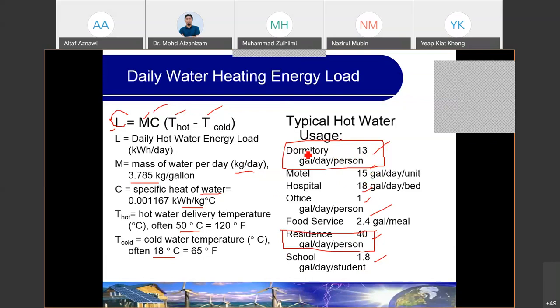But that is how we try to calculate, because the utilization of hot water depends on the condition for each case. For example, food service produces 2.4 gallons per meal, per meal. So you need to be careful with this one: 18 gallons per day per bed. You need to be careful with that kind of unit.